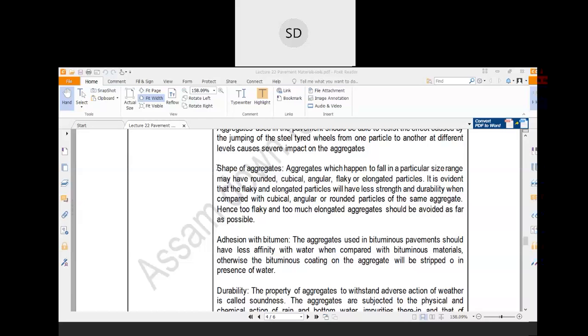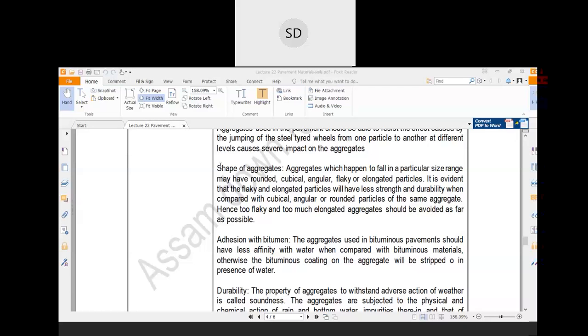You know, in the base course, whatever aggregate is used, they are not used with other adhesive materials like bituminous or cement. They are not used like that. So only aggregates are used. These aggregates are kept together with a principle which is called interlocking property.